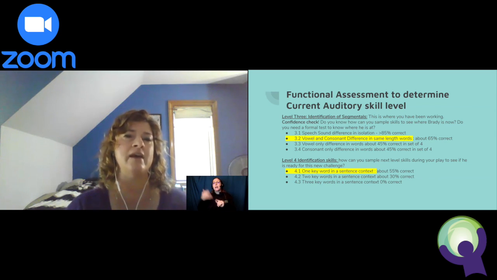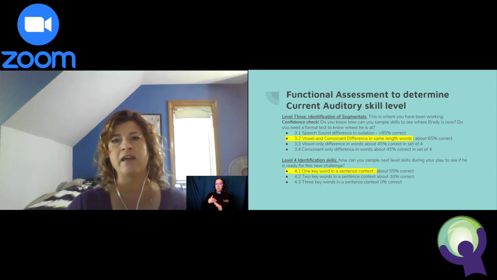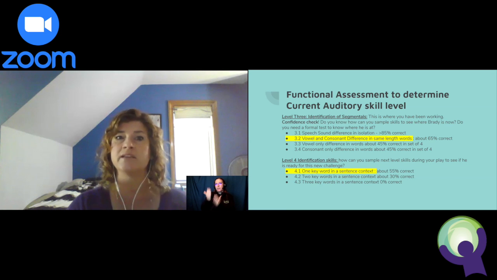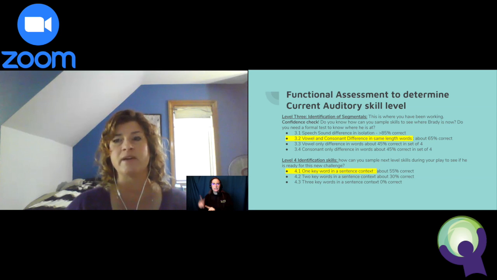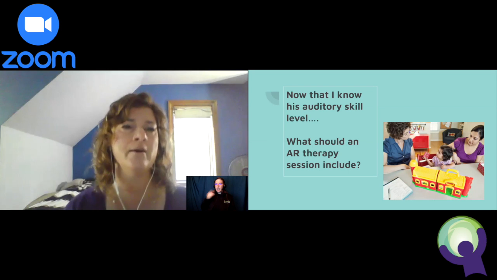I'm going to be at the areas that are highlighted, and I'm going to also add in some of the harder skills, probably do some minimal pairs and some ones that are more auditorily different, and start putting them in some phrases in my activity. So now I have an idea where he is. Now I know where he is.